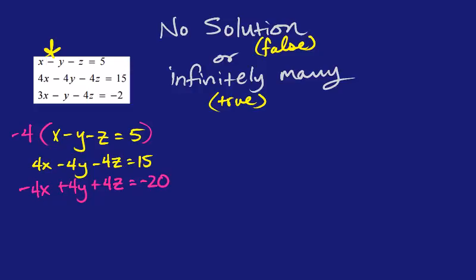We notice that the z's will cancel out when we add down, but also the y's will cancel out and the x's will cancel out. So now you're left with 0, because everything's gone, equals 15 plus negative 20, which is negative 5. Then you ask yourself, is this true or false? Does 0 equal negative 5? Those are not equal, so this problem has no solution. If it had said negative 5 equals negative 5, or 0 equals 0, which is probably the more likely one, then you would go with infinitely many solutions.